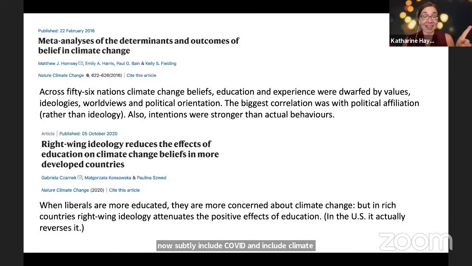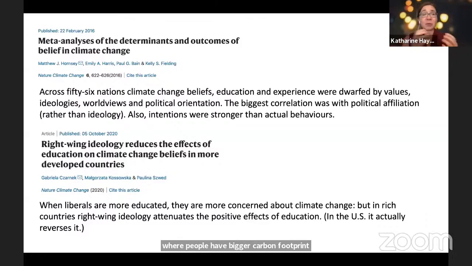And this is not only in the United States. I know you might be thinking, well, I'm not in the United States, so why is she talking about this? They did an analysis across 56 countries, and they found that what people think about climate change is not influenced as much by their education and their experience as it is by their ideology, their worldview, and their political orientation. And across 64 countries, they found that when people who are politically liberal are more educated, they're more concerned about climate change. But in wealthy countries where people have big carbon footprints and use a lot of energy, if people are more conservative, the more information they get about climate change, it only makes them a little bit more worried, not a lot, because political ideology is interfering.